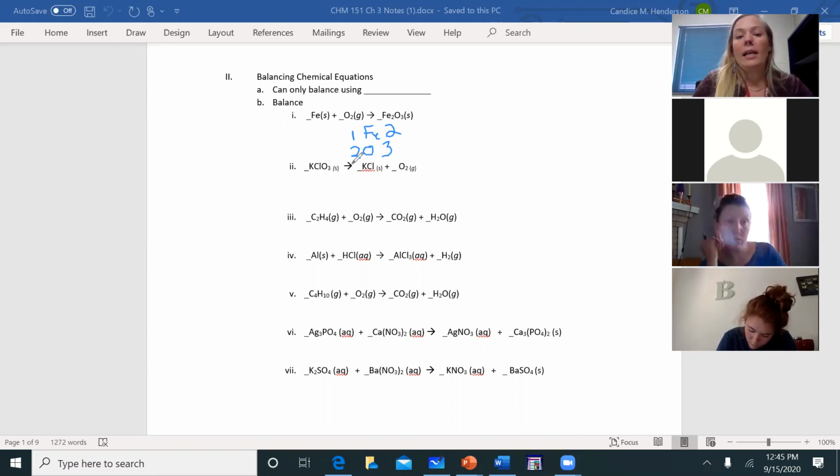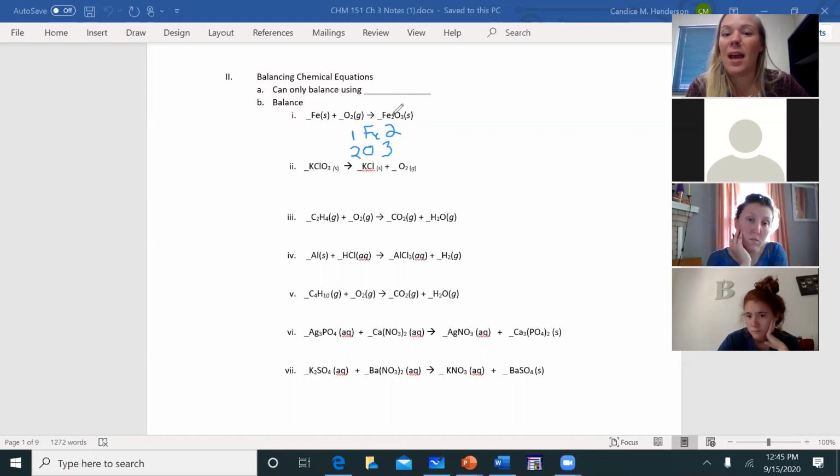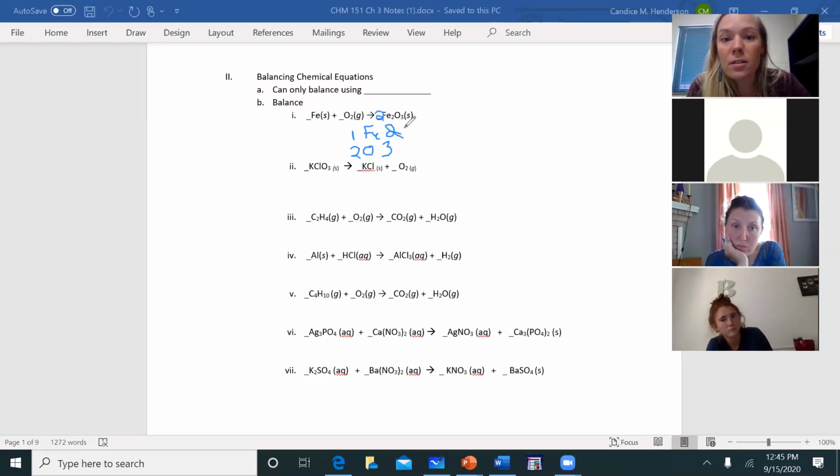So I need to get the atoms on the left side to equal the number of atoms on the right side. I could start by putting a 2 here, but I already can tell, do you see how oxygen is a multiple of 3 here? And then on this side, oxygen is a multiple of 2. I have to get these into a common multiple, so this has to be a multiplier of 2. So I'm going to put a 2 here, which will change this to 4, and it'll change this to 6.